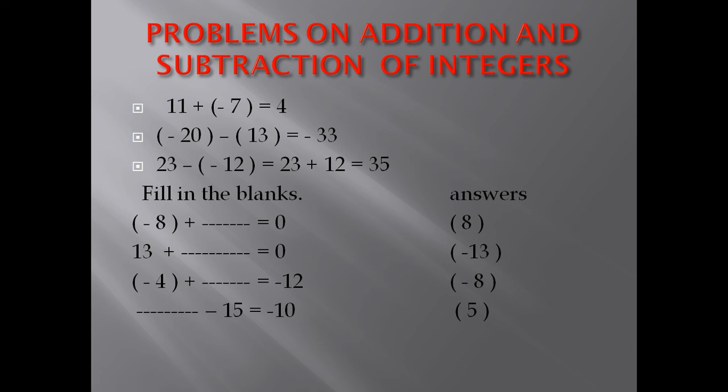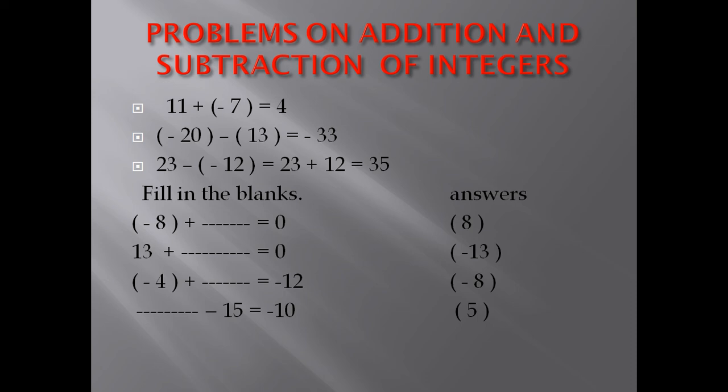Fill in the blanks. Minus 8 plus dash is equal to 0. This is an example of additive inverse. Minus 8 plus 8 equals 0, because 8 is the additive inverse of minus 8. Next one is also additive inverse. 13 plus dash is equal to 0. 13 plus minus 13 is equal to 0.